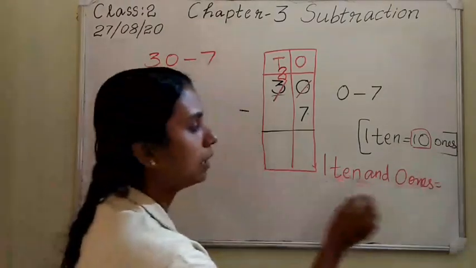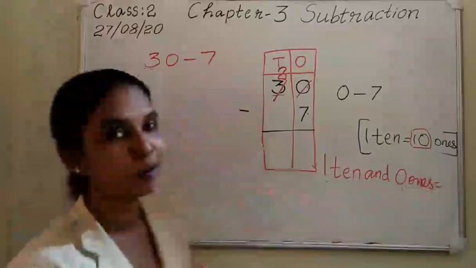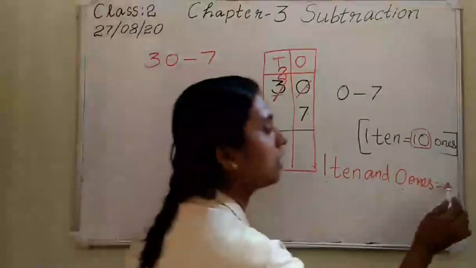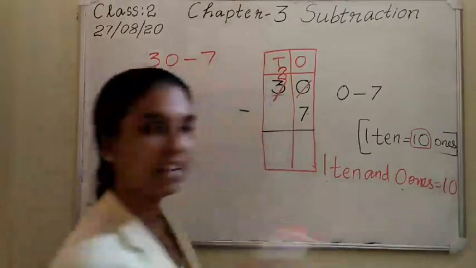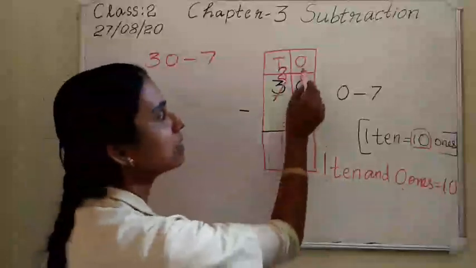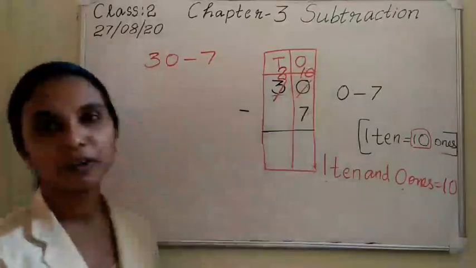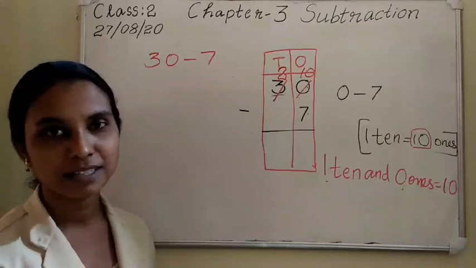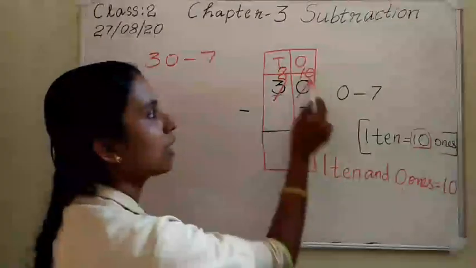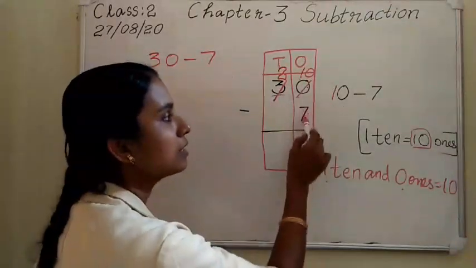Which is the number 110 and 0 ones? It is the number 10. Then you can write in the ones place 10. Okay. Get it?